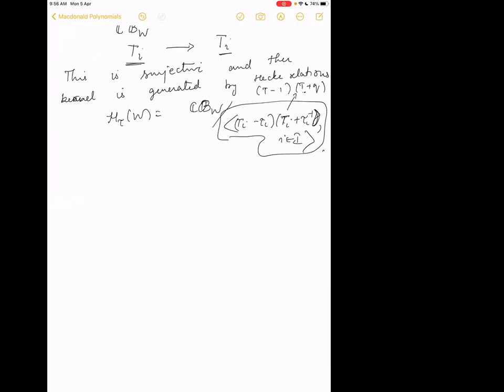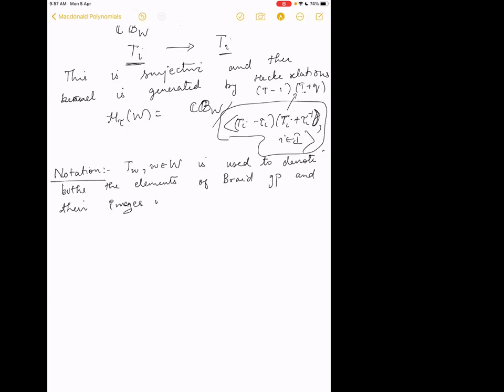Okay. And yeah, so I guess I'll say this maybe. I hope this is standard, but this is what I saw in the references. T_w, w in W is used to denote both the elements of the braid group and their images in H_tau of W.